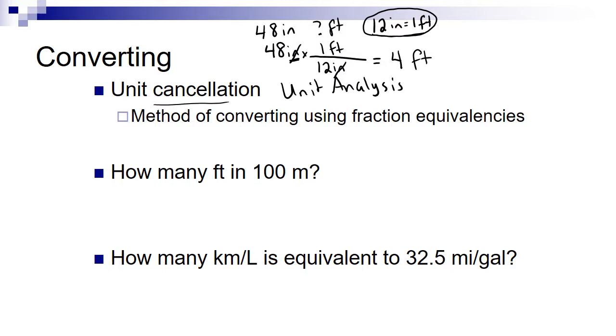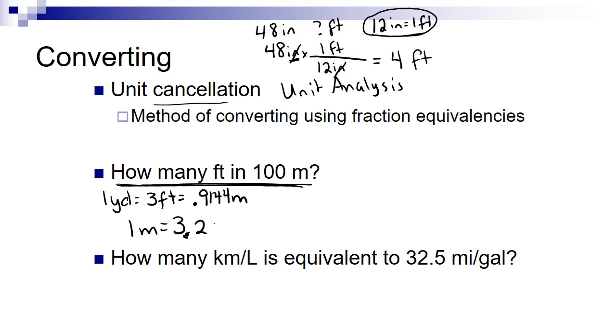So the first question that I ask is how many feet are in 100 meters? So I'm going to go to that conversion chart and I'm going to find some of those equivalencies. There's several that you could use. Let's see here. You could say that 1 yard is 3 feet. And 3 feet is equal to 0.9144 meters. You could also use the conversion of 1 meter equals 3.28 feet. Either one is going to give you the same answer, but let's look to see how we're going to set this up.